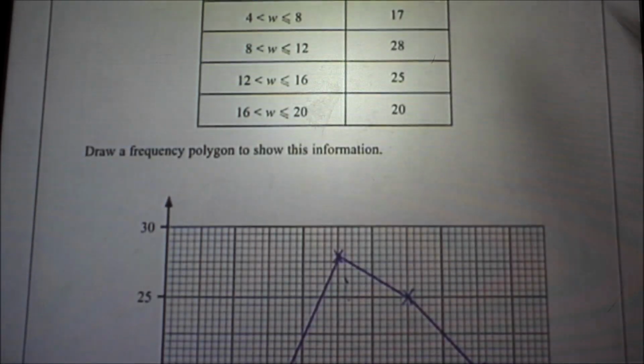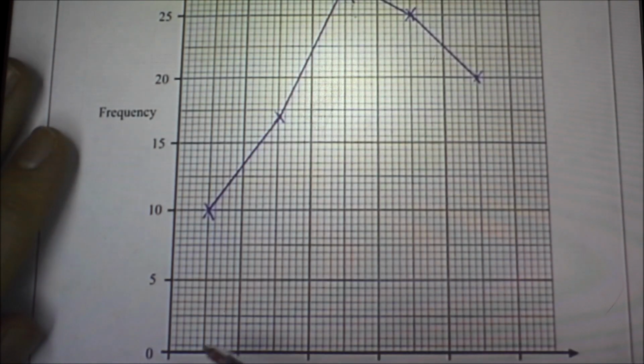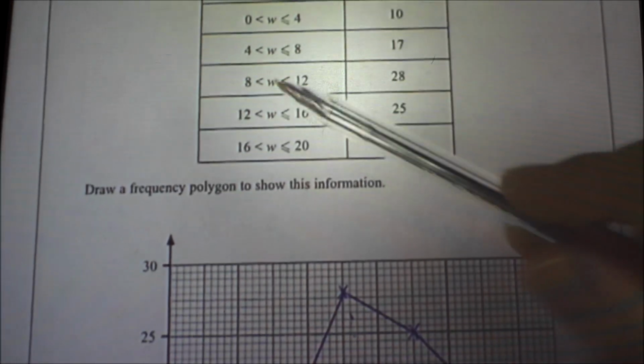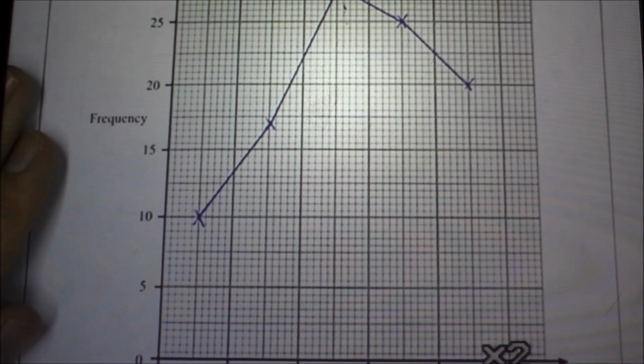Question 8. The table shows information about the weights in kilograms of 100 boxes. Plot this on a frequency polygon. Again, take your midpoint. So your midpoint is 2 against 10. So it would be 2, 10. Next one is 6, 17. And connect them up, and it'll give you the right answer. And there are your questions on frequency.